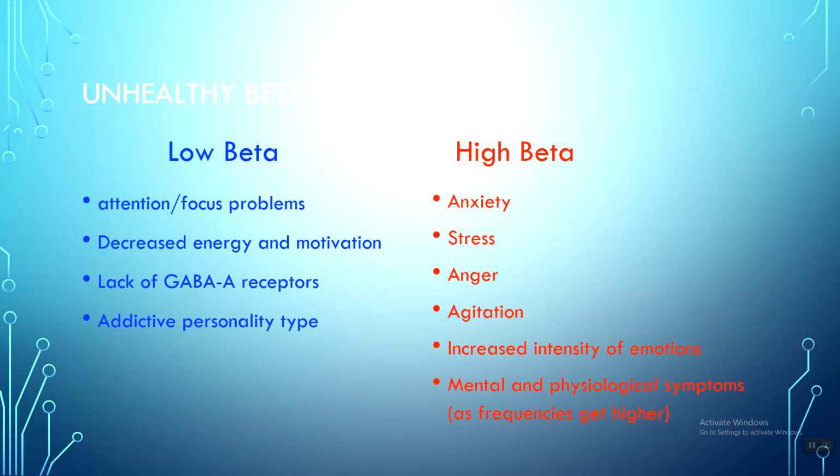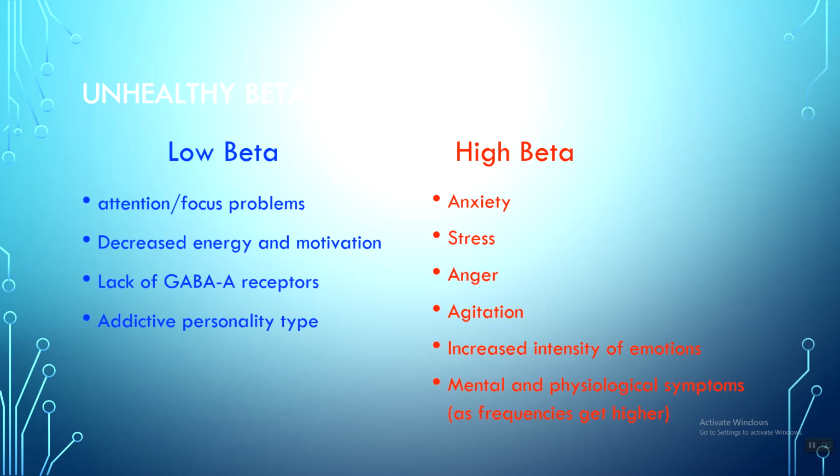Unhealthy beta, a deficit of beta, can indicate a GABA A receptor mutation, an addictive personality type, but I guess in a very simplistic way, low brain power, right? Like the way that we consider brain, like not somebody that can really rally their cognitive capabilities easily. And they may also have attention or focus problems, okay?